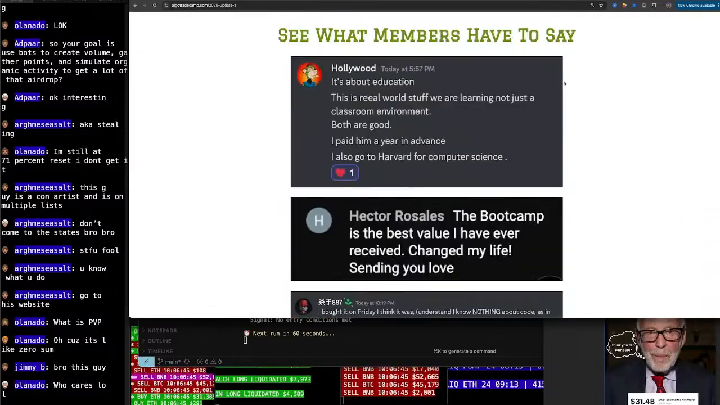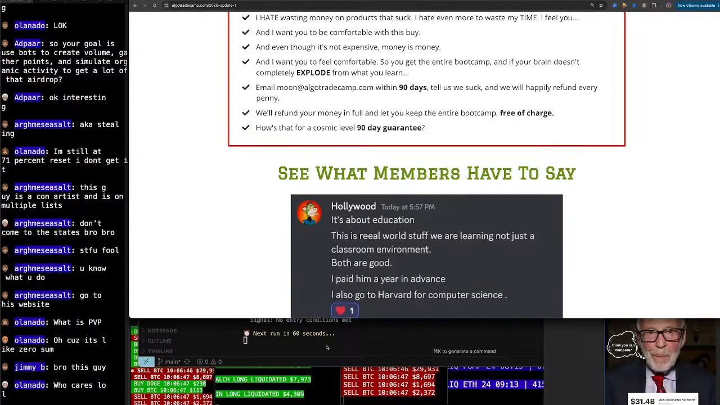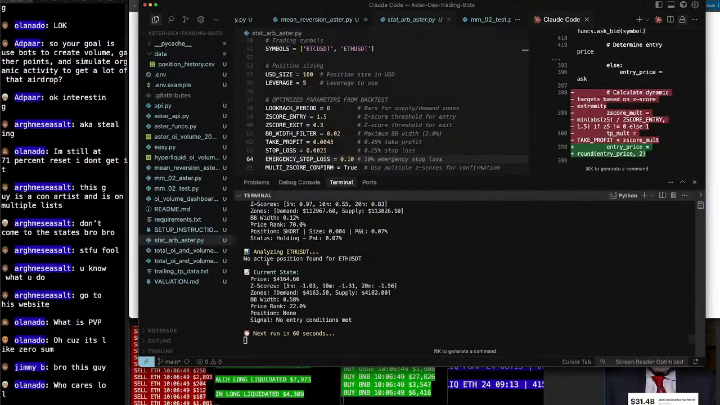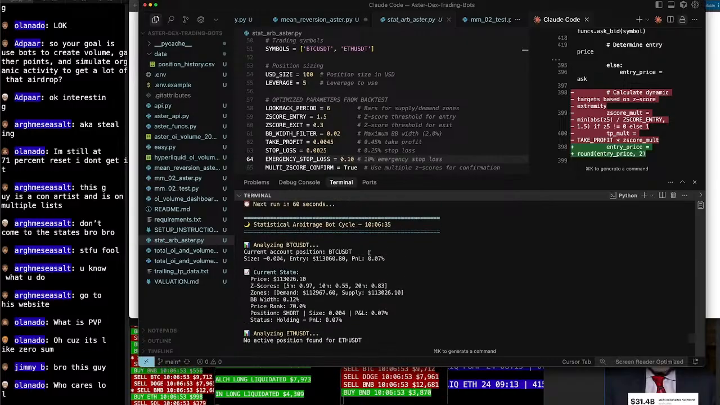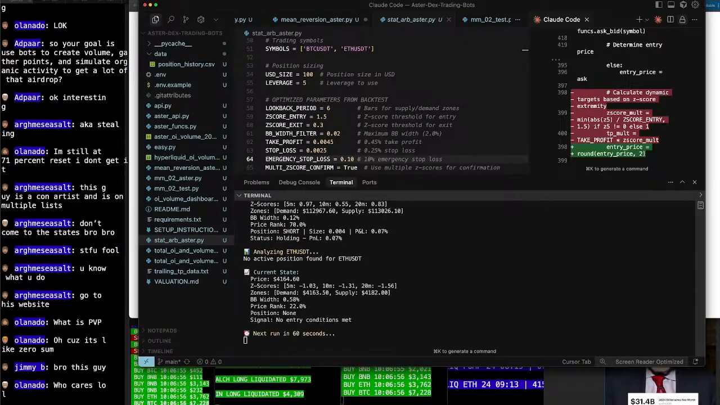This is the boot camp. I do show you how to automate your trading here. You can see it did not have a signal this time for ETH, which is awesome. It did have a short signal for BTC, so we'll see how that does. It's in a position for BTC. It's up 0.55%.